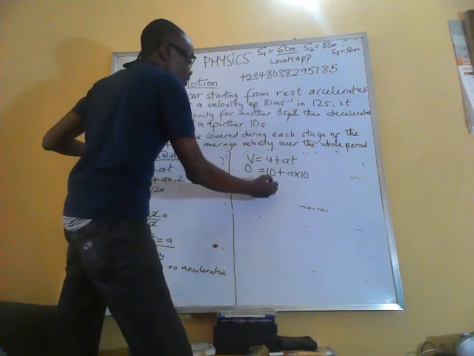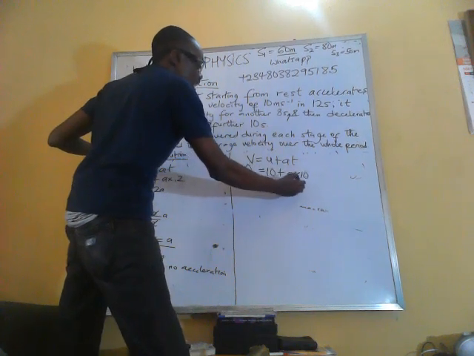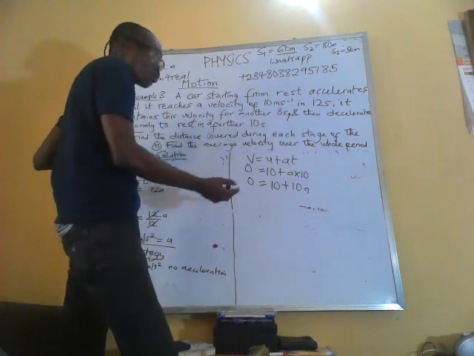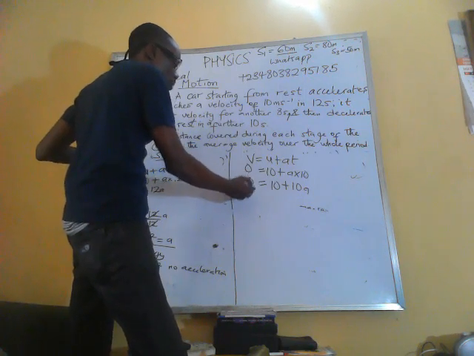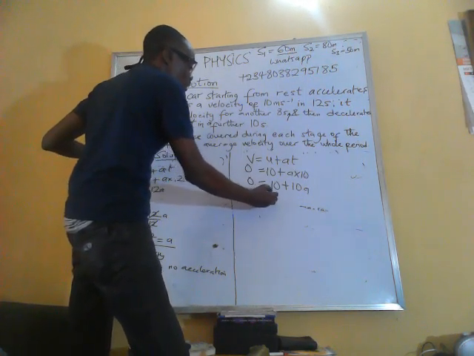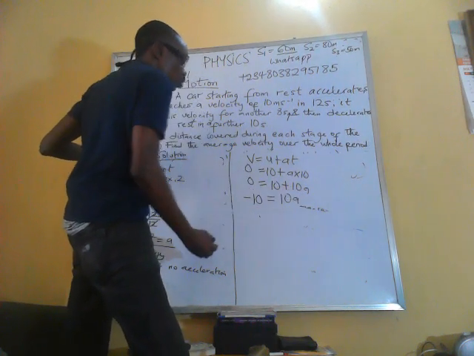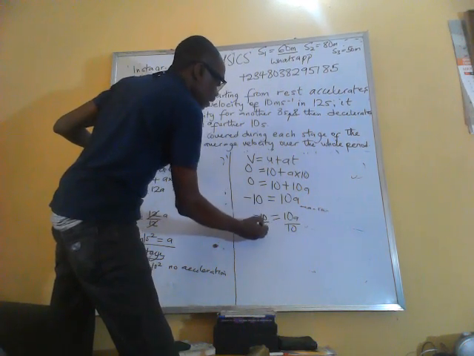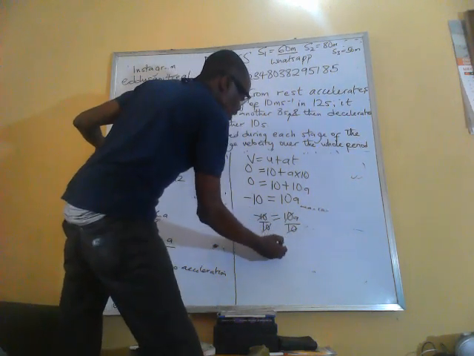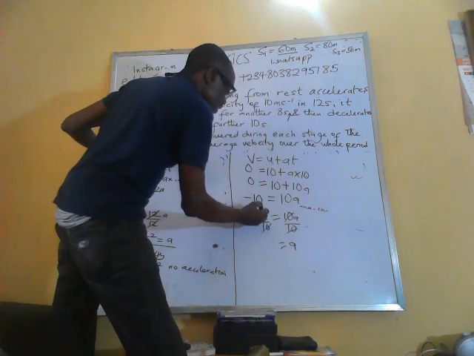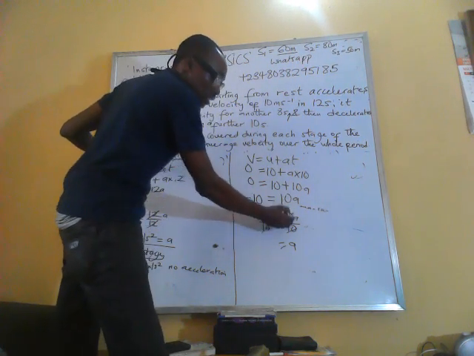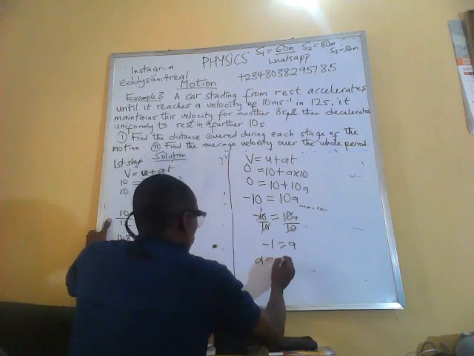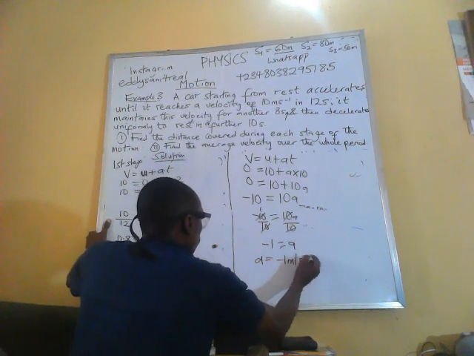So you have 0 equals 10 plus 10 times a. You have 10a. You bring 10 to this side. The 0 will just go. If you bring 10, this is minus 10. 0 minus 10 is still minus 10. So you have minus 10 equals 10a. Now solve for a. This becomes 10a divided by 10 over minus 10 divided by 10. 10 cancels 10. You have that a is equal to minus 10 divided by 10, which is minus 1. So a is equal to minus 1 meters per second square.